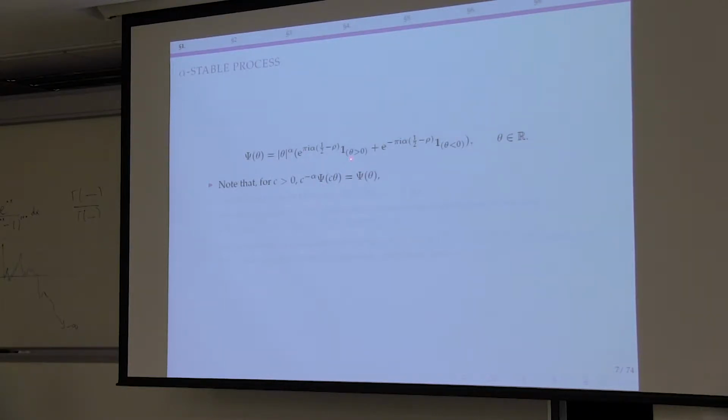So the sign of theta doesn't care about all this business with c. The only thing is this mod theta to the alpha. So you can already see the scaling in the Levy exponent.